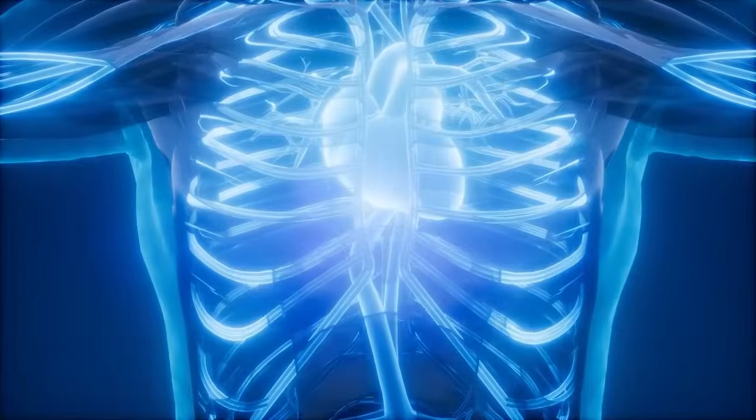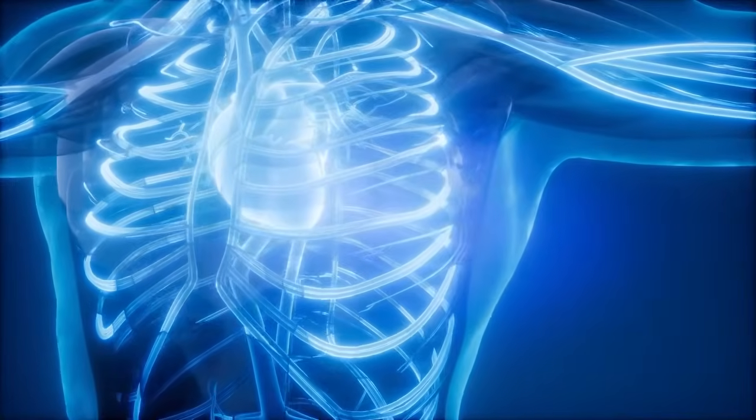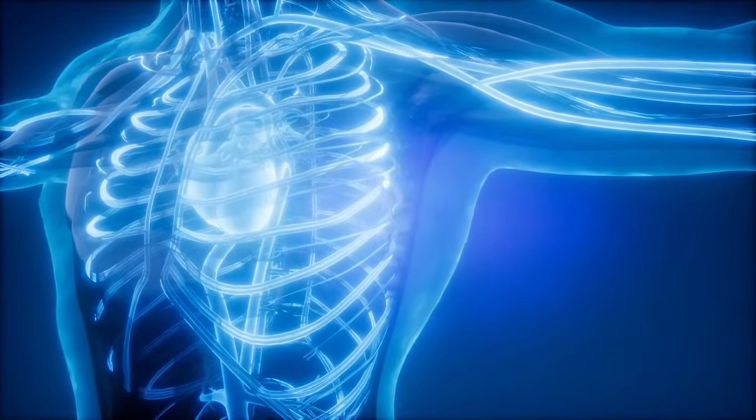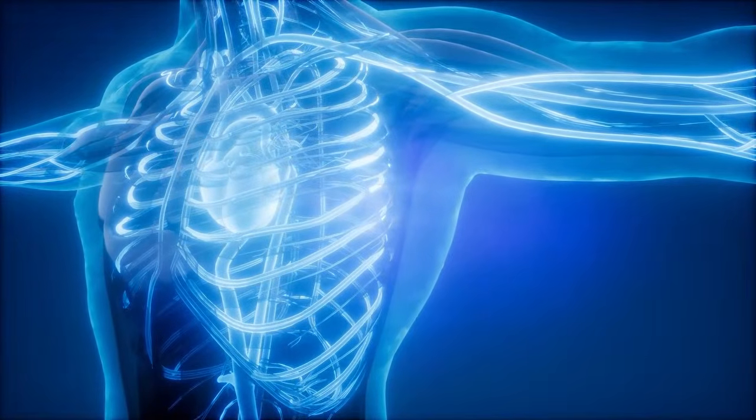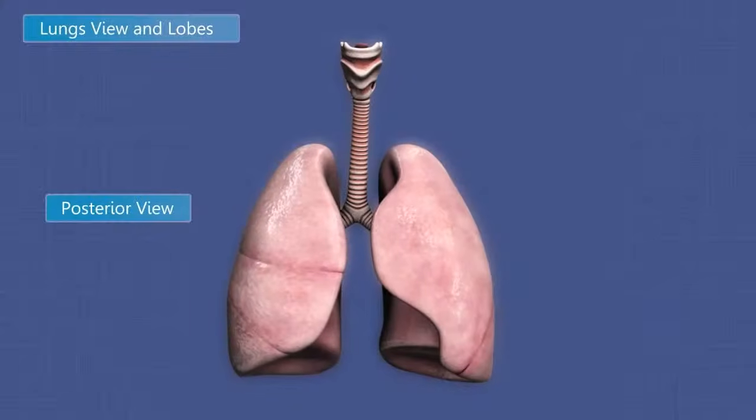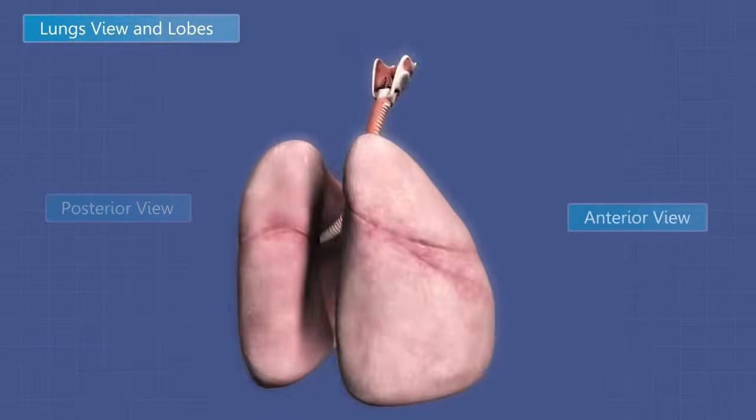Trachea. The trachea, also known as the windpipe, is a tube-like structure that extends from the larynx, or voice box, to the bronchi in the lungs. It is composed of rings of cartilage that help to keep the trachea open and prevent it from collapsing. The trachea is lined with a mucous membrane that helps to moisten and protect the tissues.